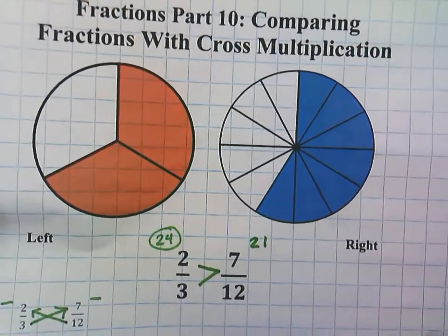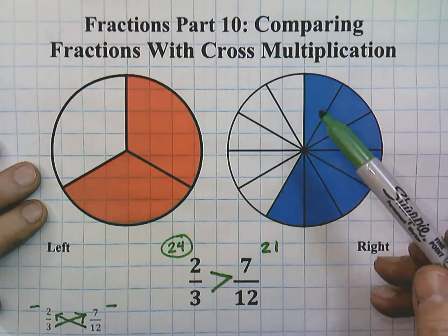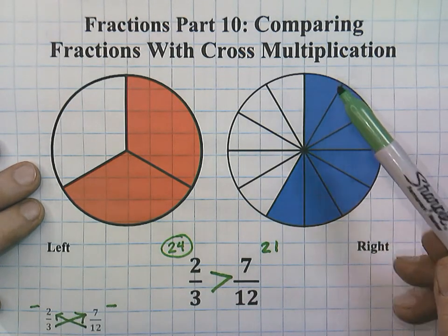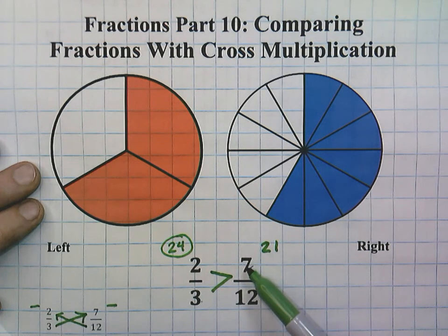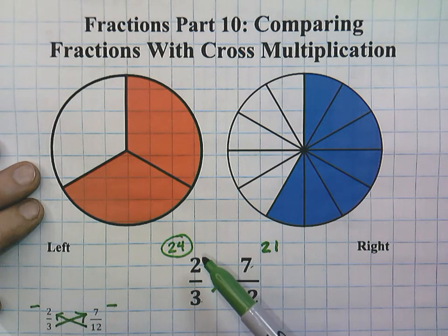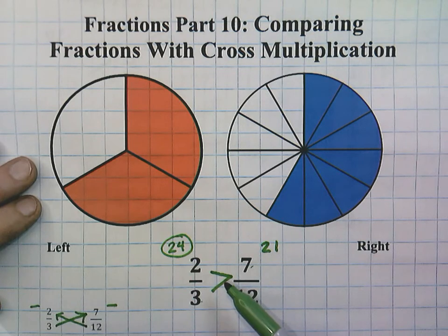In review, our lesson today is comparing fractions using cross multiplication. And cross multiplication is just like it sounds. We just would multiply the bottom of the first fraction times the top, and then do the same thing going the other way. Compare the products and then put in either greater than, less than, or equal to.